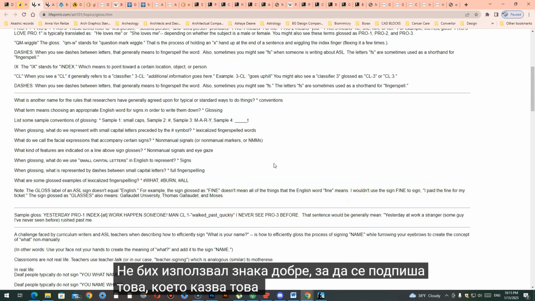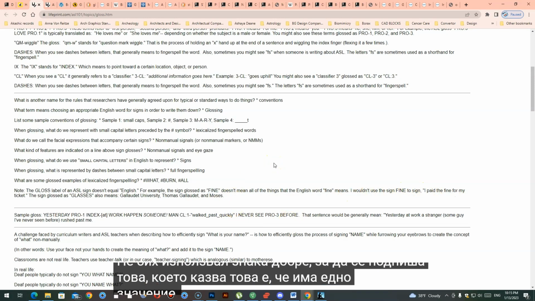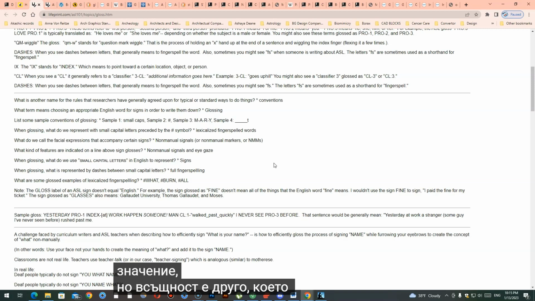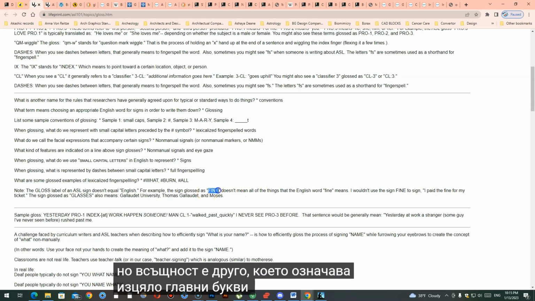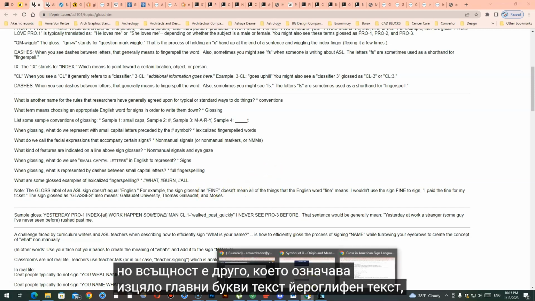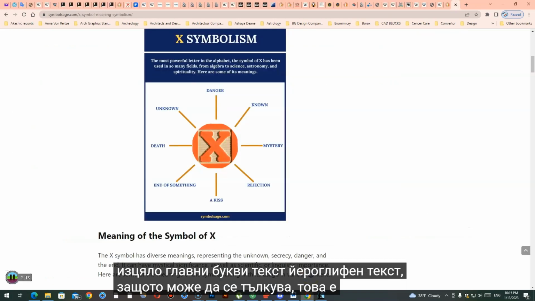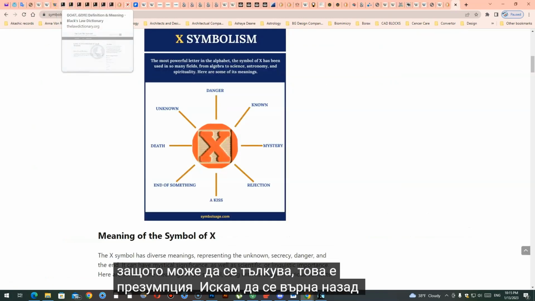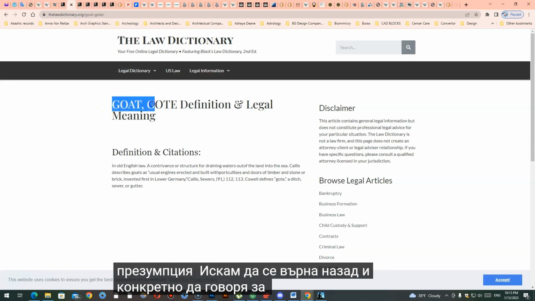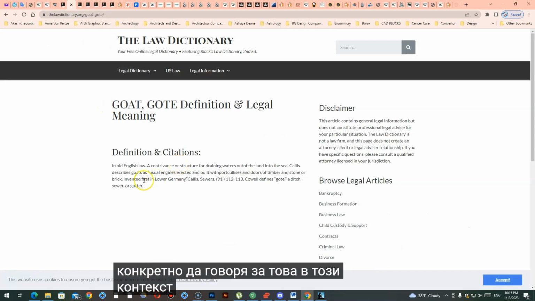What this is saying is that it has one meaning, but it's actually another meaning, the all uppercase text, the hieroglyphic text, because it can be interpreted. It is a presumption. I want to go back and specifically talk about this in that context.